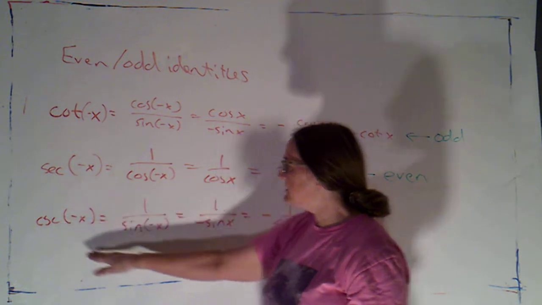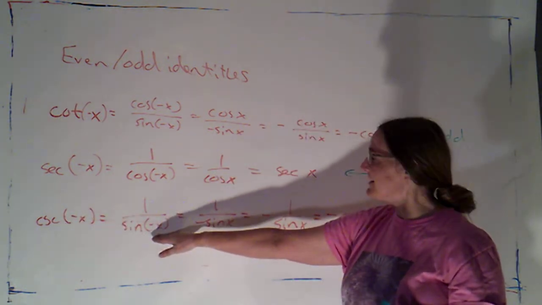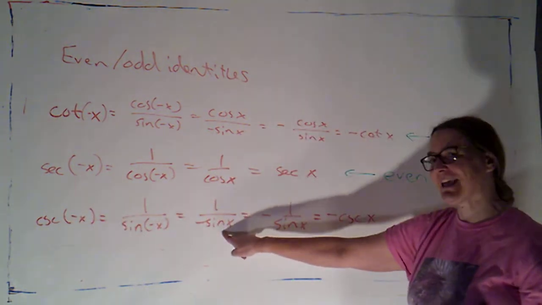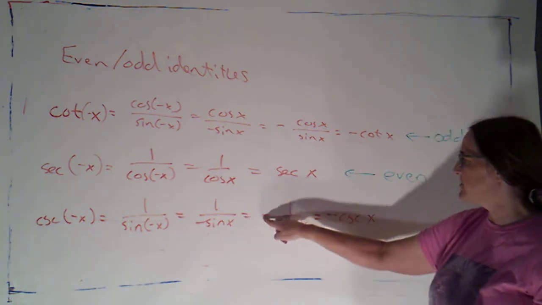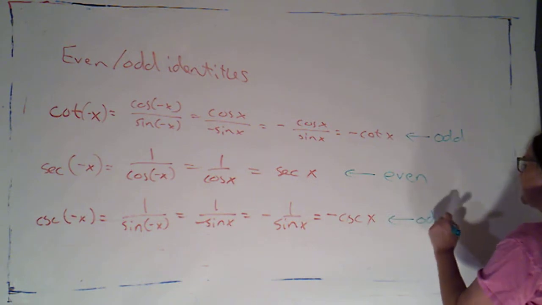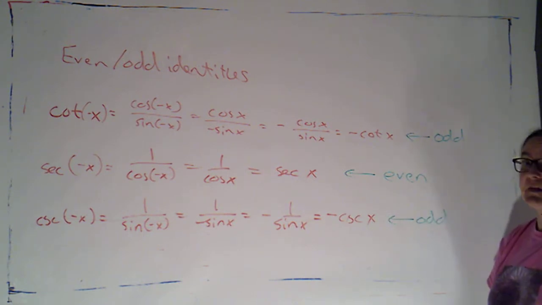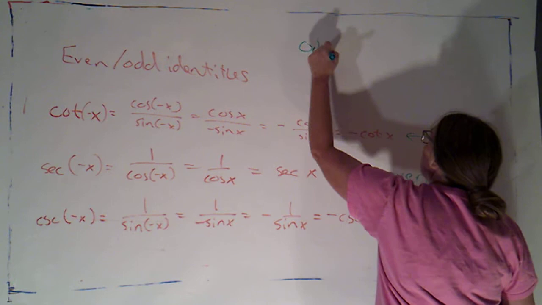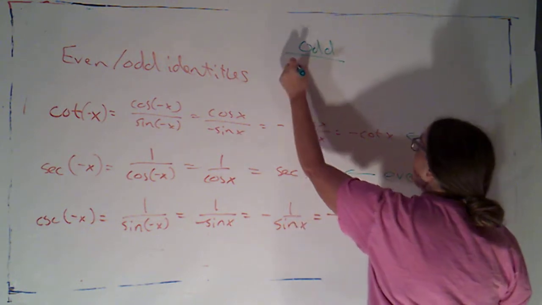Cosecant of negative x is the reciprocal of sine of negative x. Sine is odd, so that's a negative sine x on the bottom. I can just bump that negative sign to the front, so I'm getting negative cosecant of x, and so that's odd.